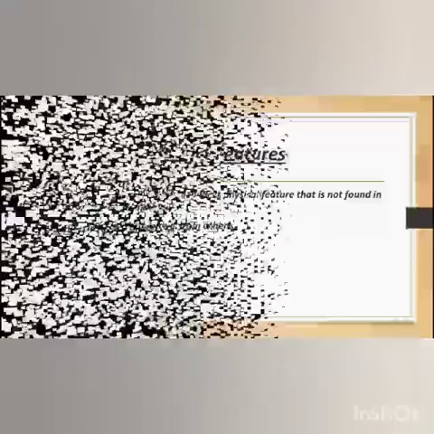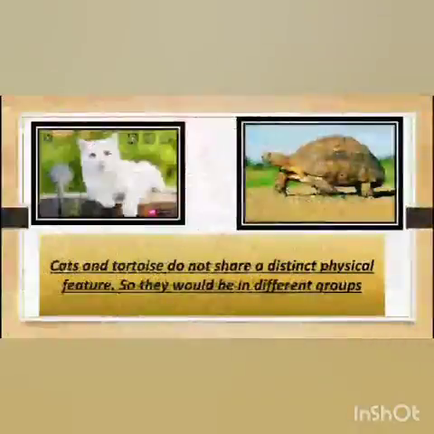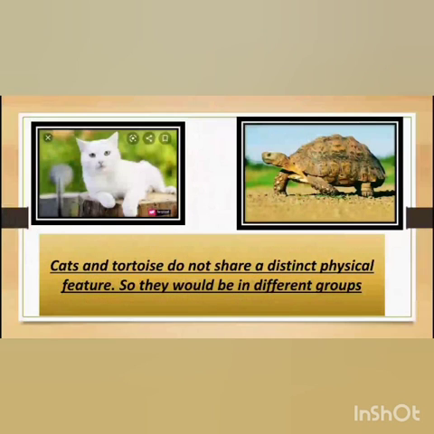Can you see here the picture of cat and tortoise? A tortoise and cat have 4 legs, have 2 eyes, live on land, but they are in different groups. Why is this so? Because they do not share a distinct physical feature, so they would be in different groups. Clear?